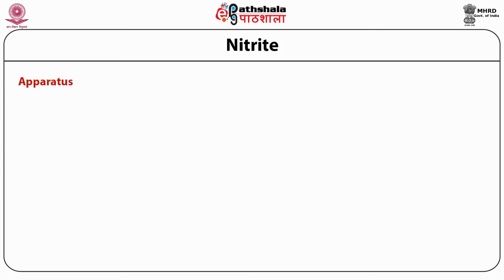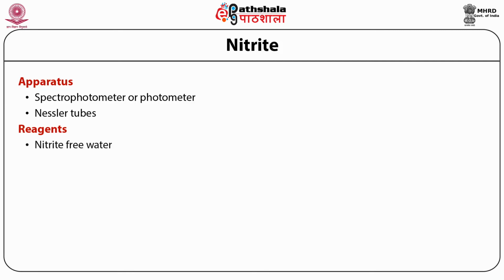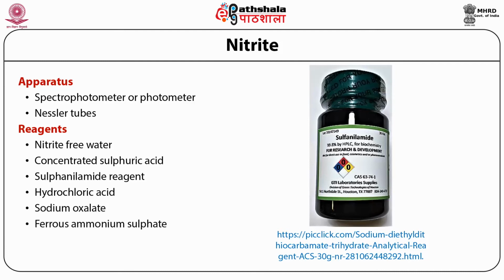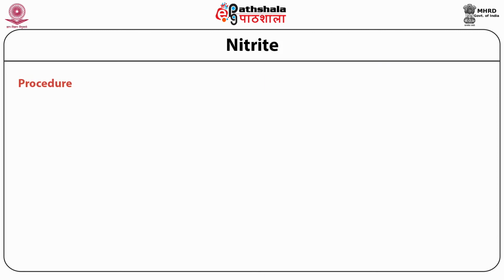The apparatus used for this purpose is a spectrophotometer or photometer in the range of 190 to 800 nanometer, and a Nessler tube for preparing the standard series. The reagents used for the nitrite analysis are nitrite-free water, concentrated sulfuric acid, sulfanilamide reagent, hydrochloric acid, sodium oxalate, ferrous ammonium sulfate, stock nitrite solution, and intermediate nitrite solution. Now we come to the procedure.